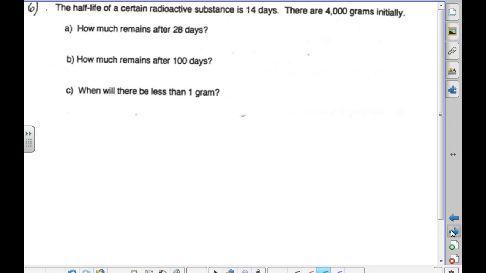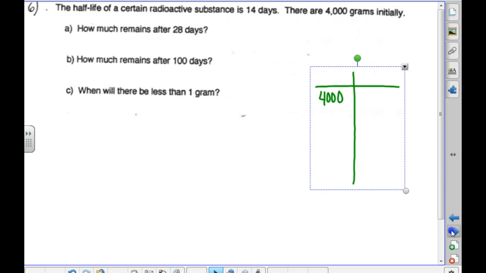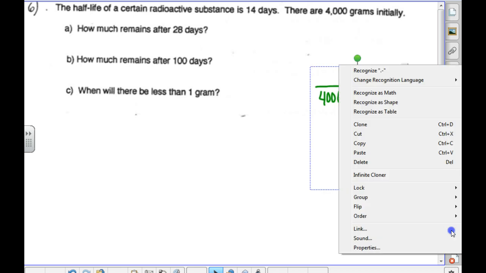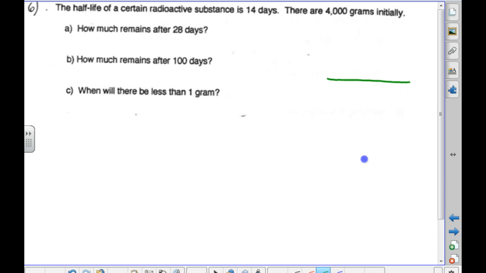Half-life of a certain radioactive substance is 14 days, and there are 4,000 grams initially. So if we started out with 4,000 grams, I really want that in the Y column. It's not gonna let me move it. So at day 0, there's 4,000 grams. Does that seem okay? How long until it's been halved down to 2,000 grams?